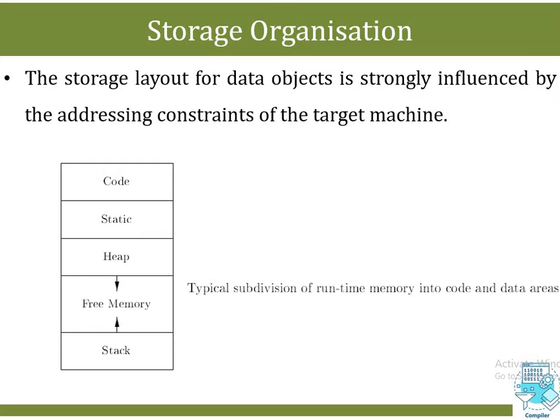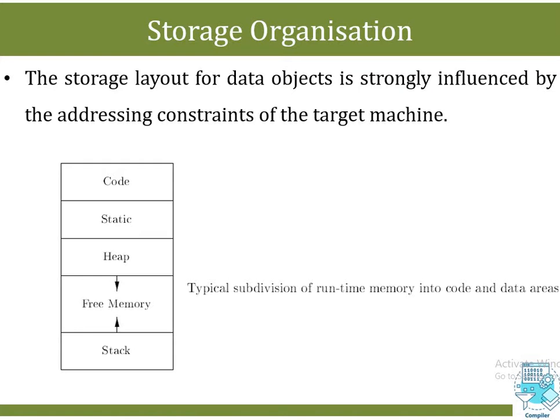First we have code. This is where the target code will be stored. The given source code will be converted into target code by the compiler, and that target code will be stored in the portion called code. Then you have an area called static. In this area, all the global variables will be stored. In our program, we might be using some global variables, so those global variables will be stored in this static portion.